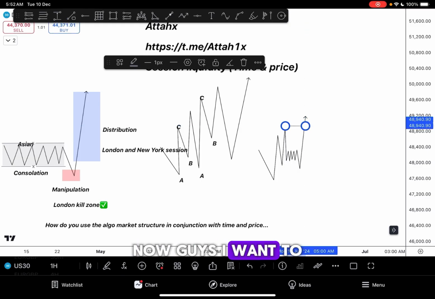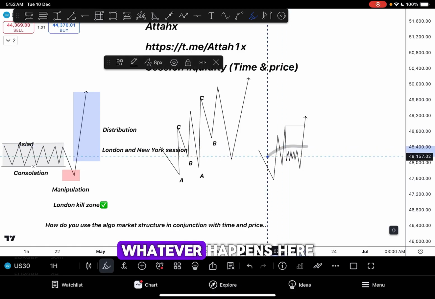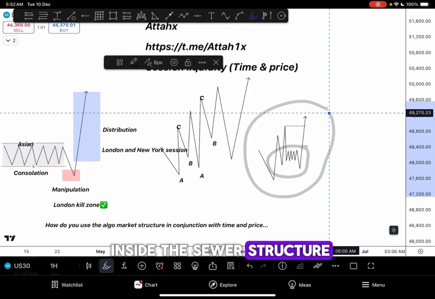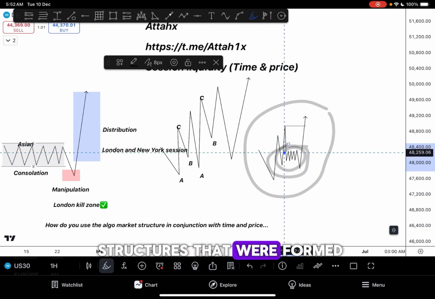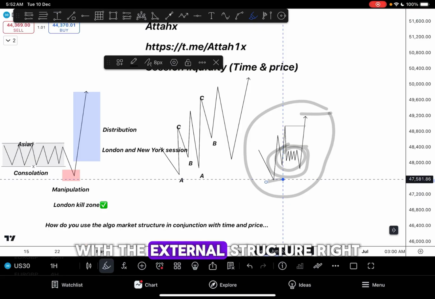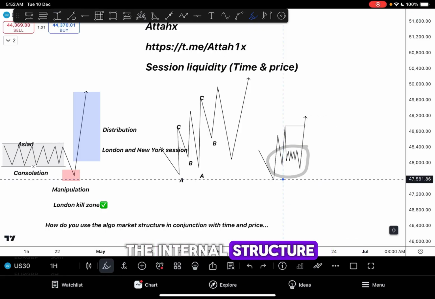Now, guys, I want to show you something. Now, if you watch, you see that whatever happens inside this whole structure, this is the internal structures that were formed, and these highs and lows outside there were the external structure, right? Now, whatever happened in the internal structure was internal, and those are your internal structure.